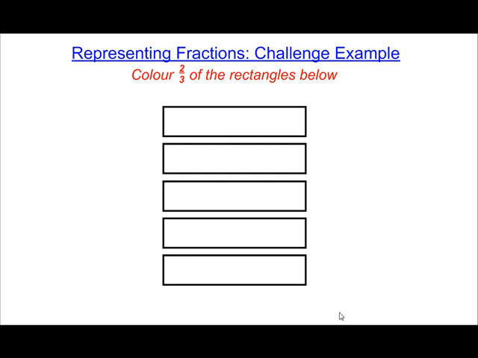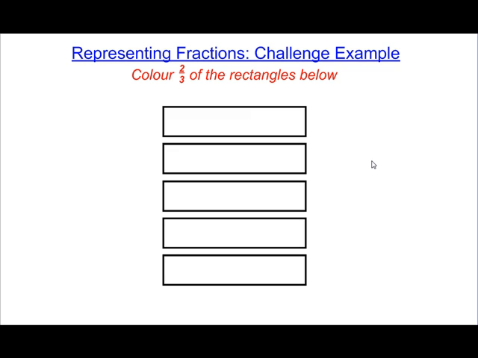Alright, so how would we solve this? We know that we need to divide the set into thirds. How do I know that? Well, let's take a look at the fraction. It's asking for thirds. I'm asked to color in 2 parts out of a total of 3 parts. So let's do that. But how on earth do I divide 5 into 3?